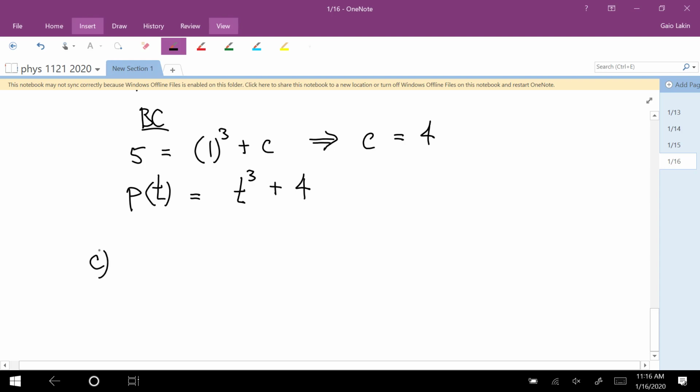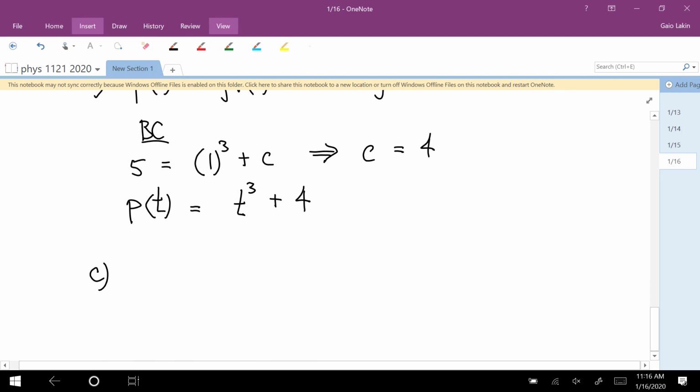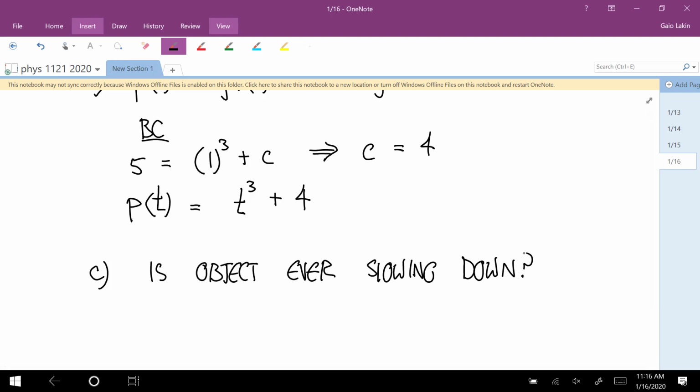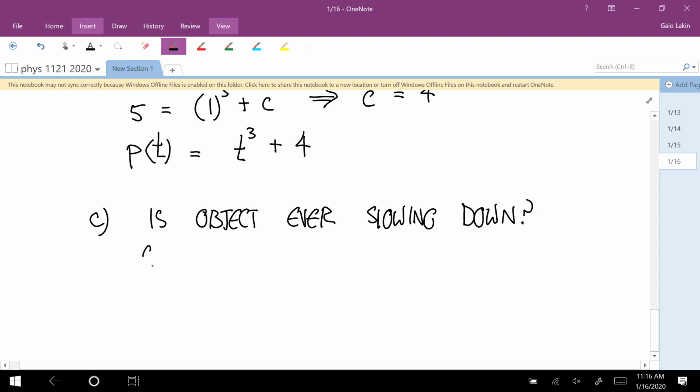So now let's say that we want to know, well, let me look at this function. How about, is the object ever slowing down? Remember, an object is slowing down if the velocity and the acceleration are in opposite directions, opposite signs. So we want to check the signs of V and A.